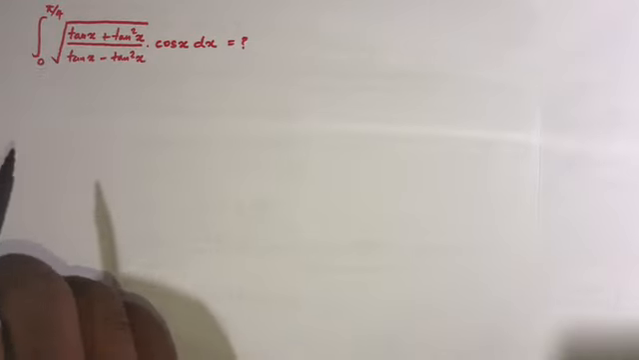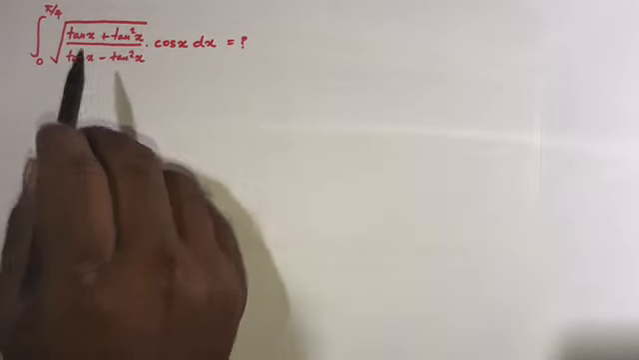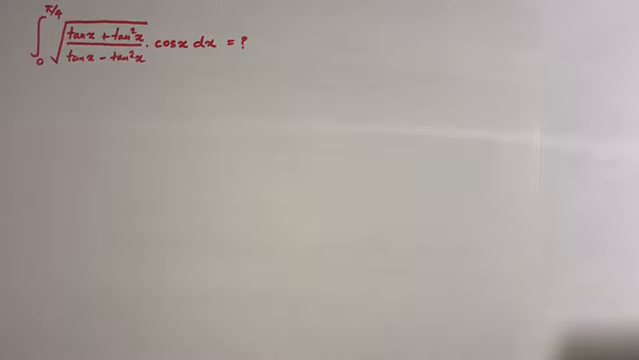Today we are going to solve another interesting integral. The integral from 0 to pi over 4 of the square root of (tan x plus tan square x) over (tan x minus tan square x), times cosine of x dx. Well, how to begin? Very interesting question.